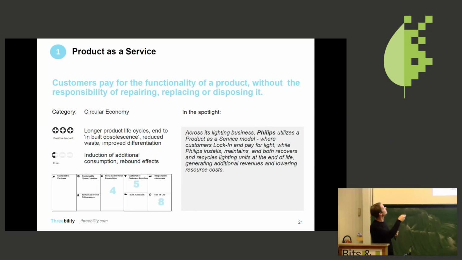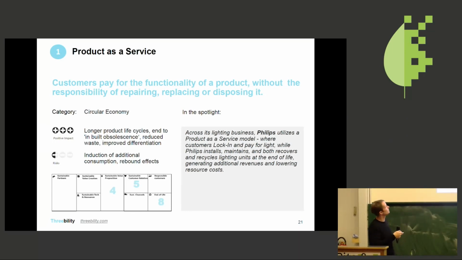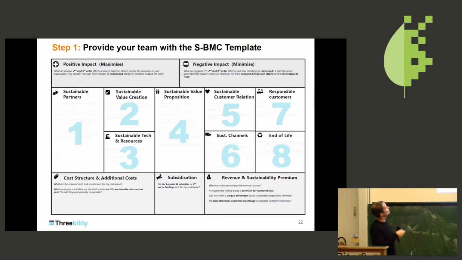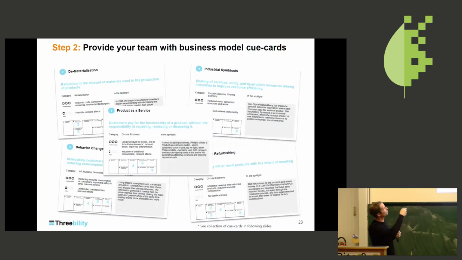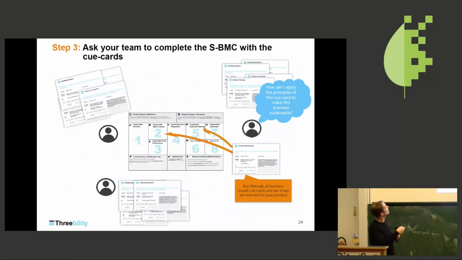And for each of these business models, it shows you the positive impact and the potential risks. It gives you an example of a company that has successfully implemented this model, and it shows you where in the sustainable business model canvas this can be used. So then you just take this empty canvas and you distribute all these little cue cards amongst the team, and then in the team you discuss these cue cards and you see whether any of those could be relevant for your sustainable business model canvas. And that's actually quite popular and is a lot of fun to do.